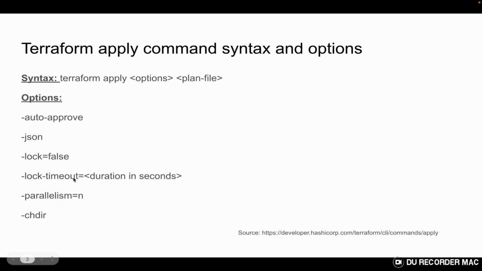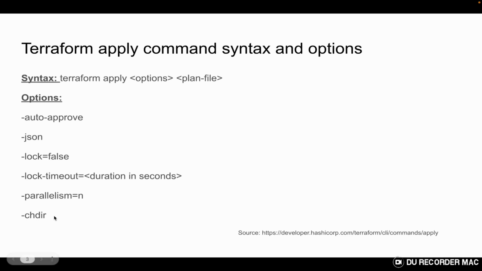Then we have the lock timeout. It's the duration in seconds which the apply command will wait to acquire the lock on the state file, and by default it is 0 seconds. Like if it is not able to acquire the lock instantly, it will fail. Then we have parallelism equal to 1. It is to instruct the apply command the number of operations it can perform in parallel.